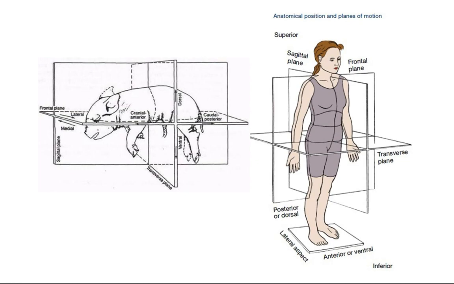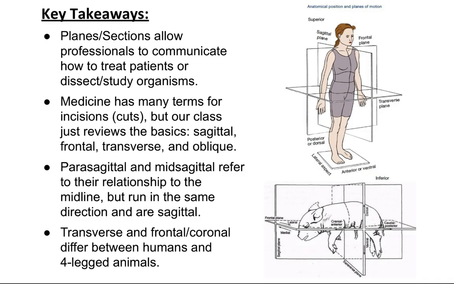Here are some other images along those planes to help you identify them. All right, so takeaways. Planes and sections allow professionals to communicate how to treat patients or dissect and study other organisms. Medicine has many terms for incisions and cuts, and there's actually more than just these terms, but our class just goes over the basics: sagittal, frontal, transverse, and oblique. There's actually way more terms than that, but we're not going to go over them.